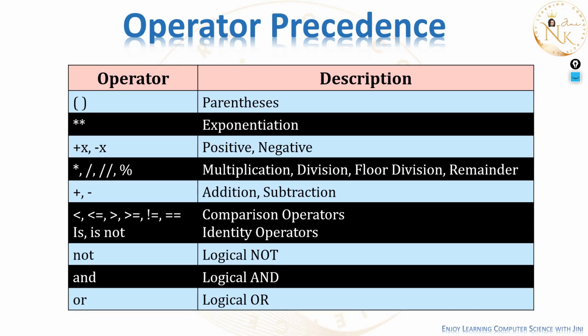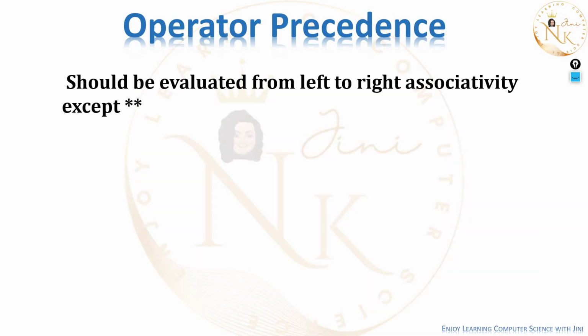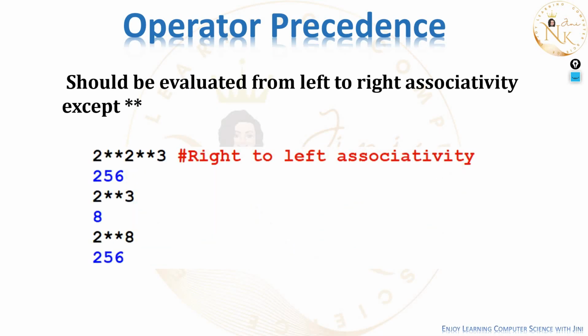If you have same precedence operators in a single expression, it has to be evaluated from left to right. Suppose you have more than one exponentiation, then it has to be evaluated from right to left. In this case, first evaluate 2 double asterisk 3. What is 2 double asterisk 3? 8. Then you have to evaluate 2 double asterisk 8, which is 256. So exponentiation, that is double asterisk, should be evaluated from right to left. All the other operators should be evaluated from left to right.